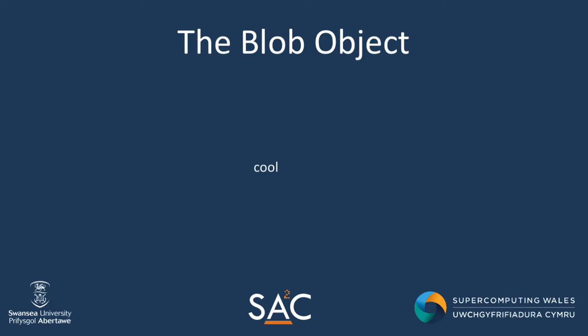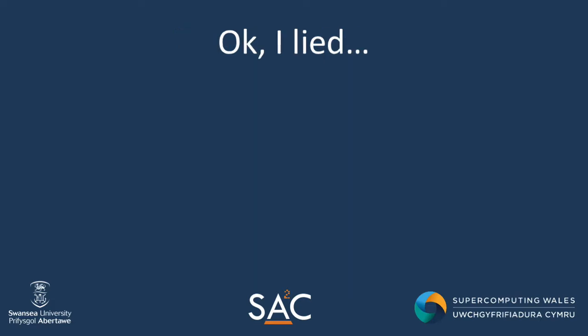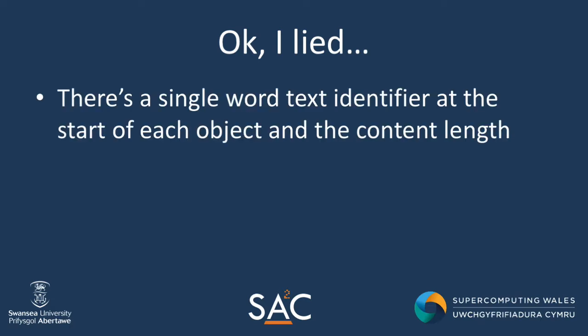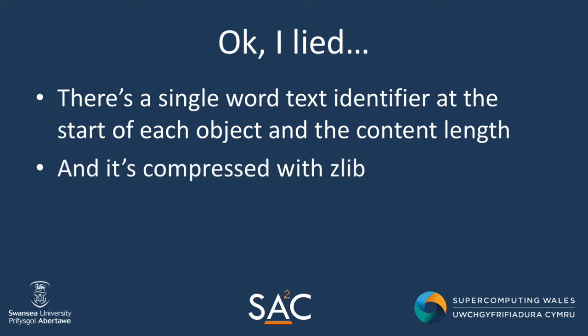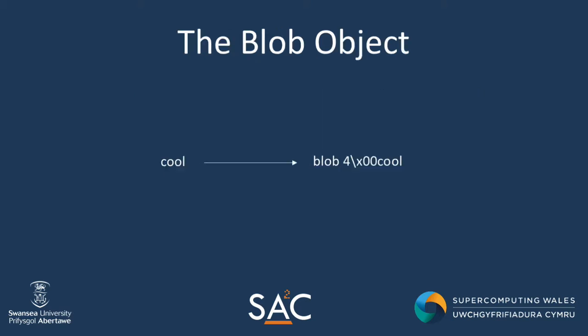That's it. So I lied a little bit. It's not quite that simple, but it's not far off. There's a single word text identifier at the start of each object and the content length. So instead of cool, it actually says blob, then the length, then cool. Also, it's compressed, but it's compressed with zlib, so it's not difficult for us to get back. And that's pretty much it. So for the blob object, if I decompress the file and look inside of it, that's what I see.